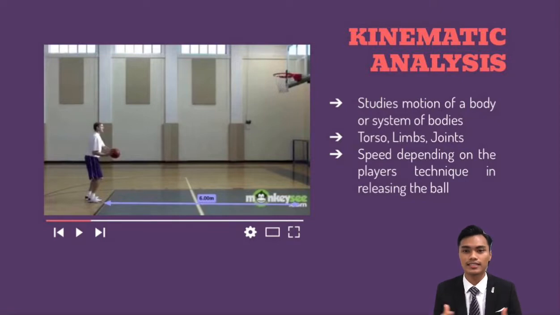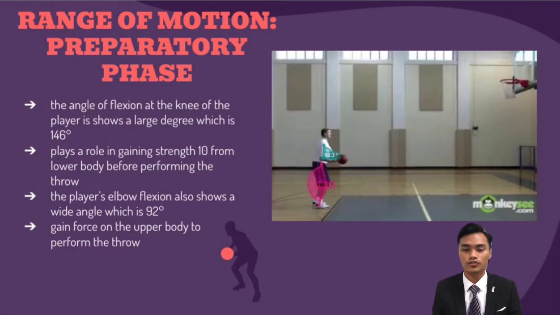We can see the distance between the player and the ring, which is 6 meters. To throw the ball at a distance of 6 meters requires energy from the lower body and upper body so that the ball can go to a predetermined distance. The speed of the ball is dependent on the player's technique in releasing the ball. Range of motion for the preparatory phase.